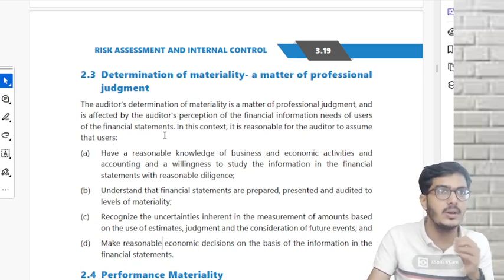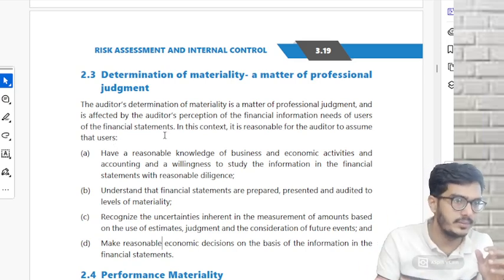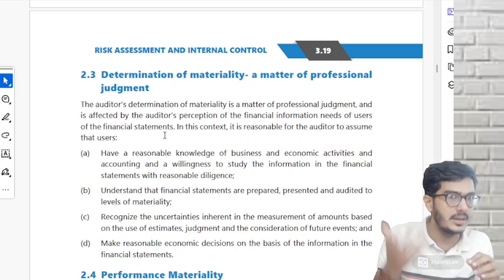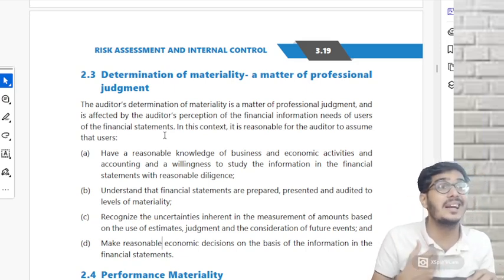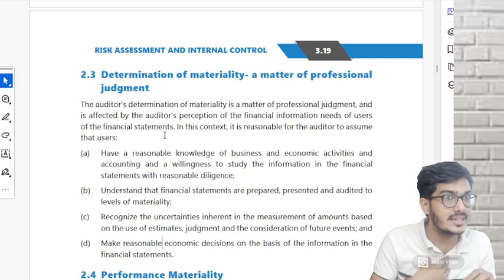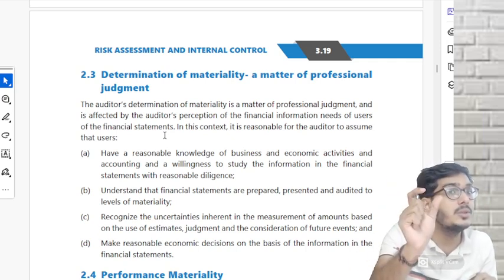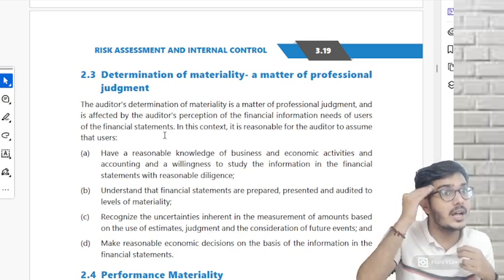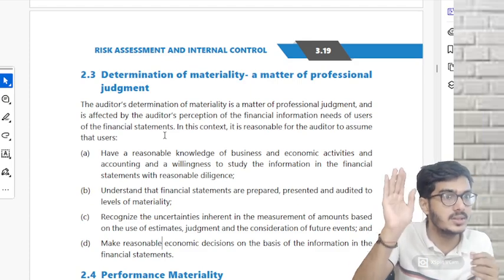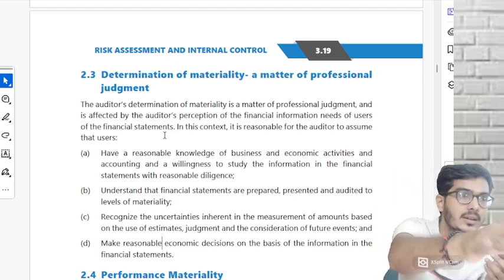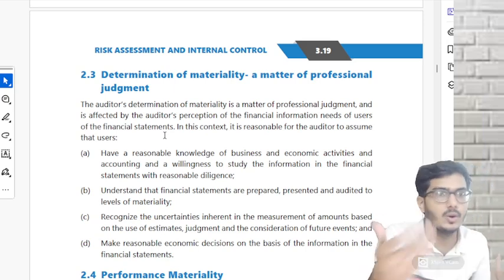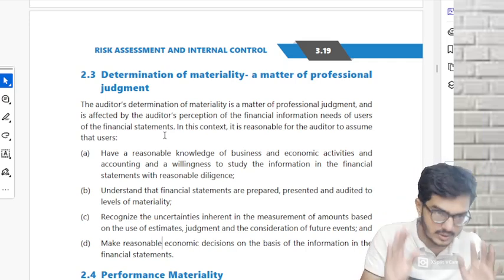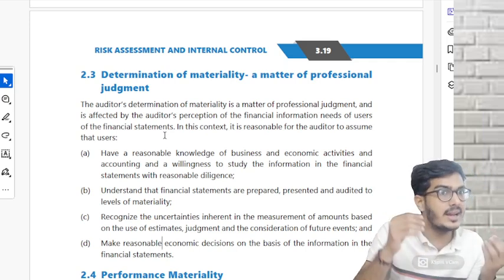The question is talking about while we are doing the audit, while we are setting up the materiality, the auditor has got some rights. The auditor has got some rights that he can assume a few things about the users. He can assume it irrespective of whether you have that knowledge or not. I am assuming that you have that knowledge. Understood what I'm trying to tell? The auditor can assume it.